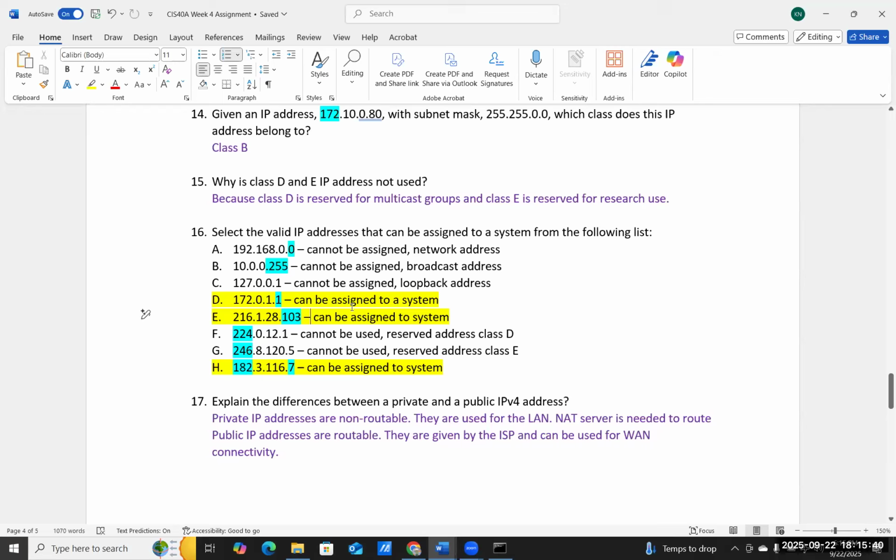And then for H, you look at 182.3.116.7. You check the first octet. Yes, it is in a class that we can use. And the 7 is unique. It's not a 0 or 255. So you can use it for a system.